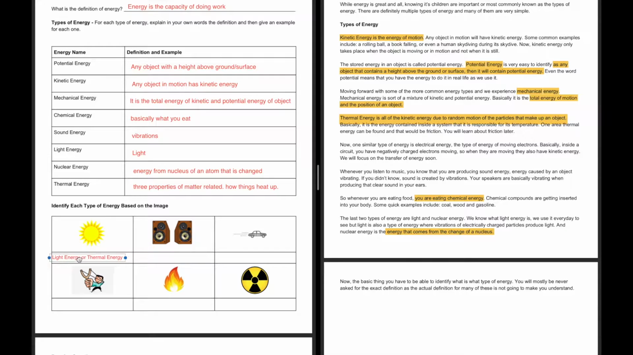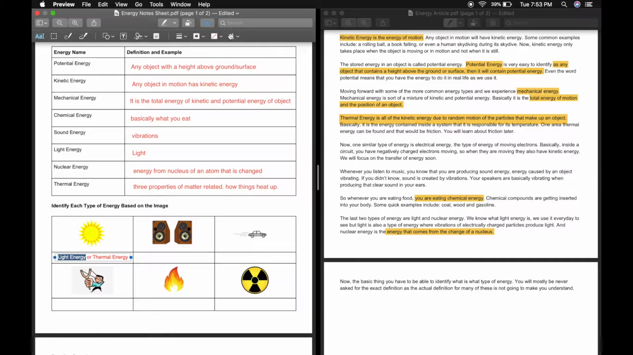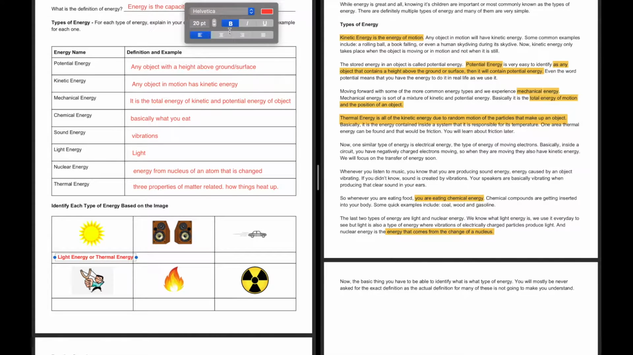So I'll come back and highlight it. Apparently I can't bold with the shortcut, so let's just leave it the way it is. Alright. This is definitely sound energy.